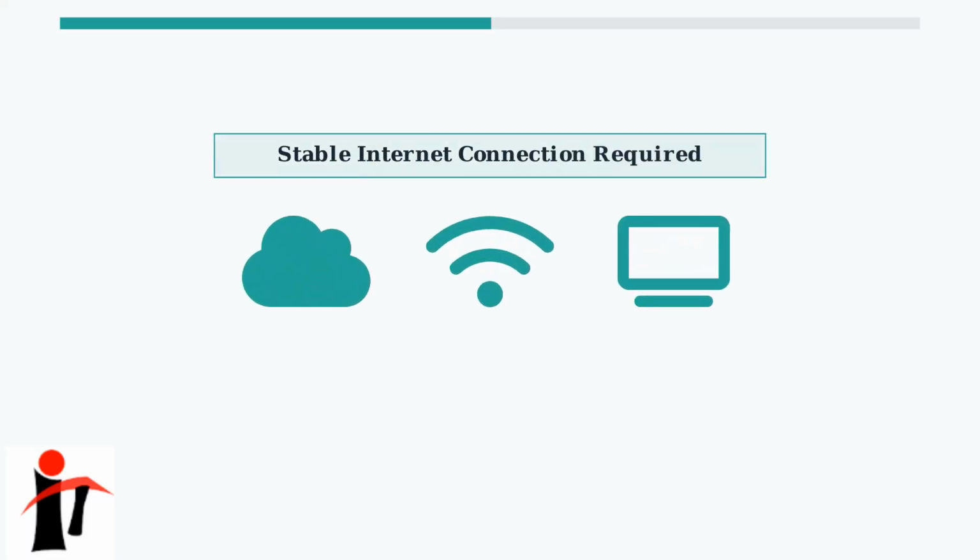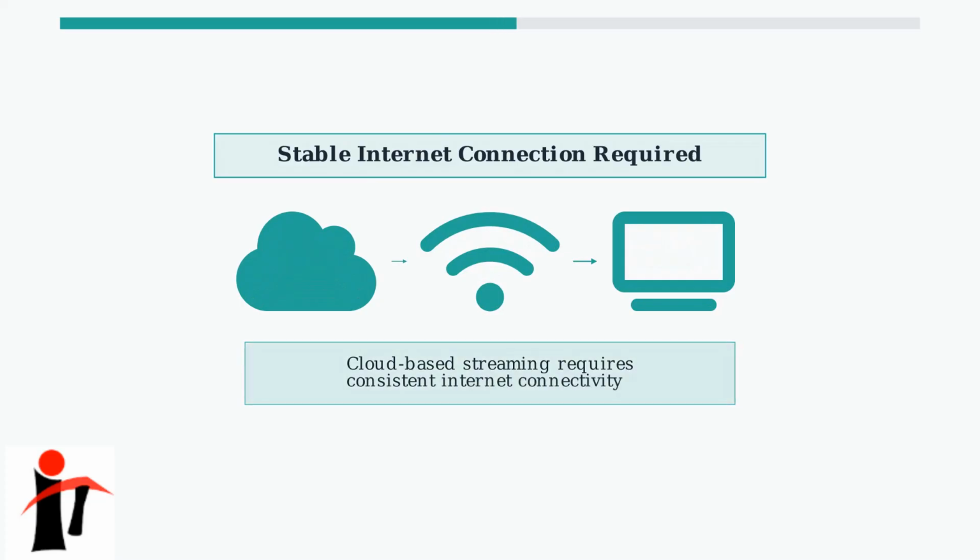Remember, the EE TV Box Mini relies on cloud-based content delivery, making a stable internet connection absolutely crucial. Without reliable connectivity, the device cannot function properly as it streams content from EE's servers.